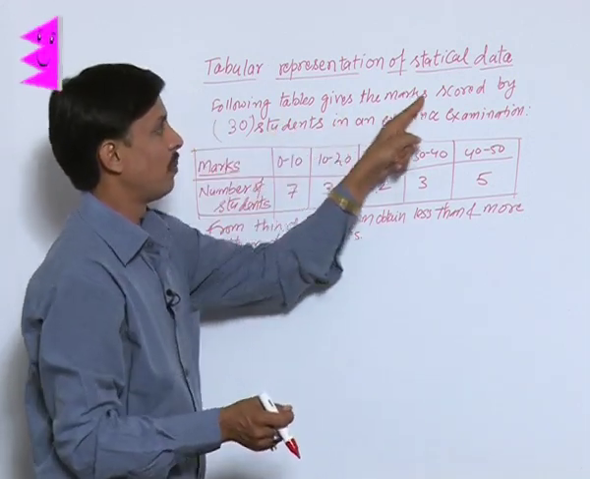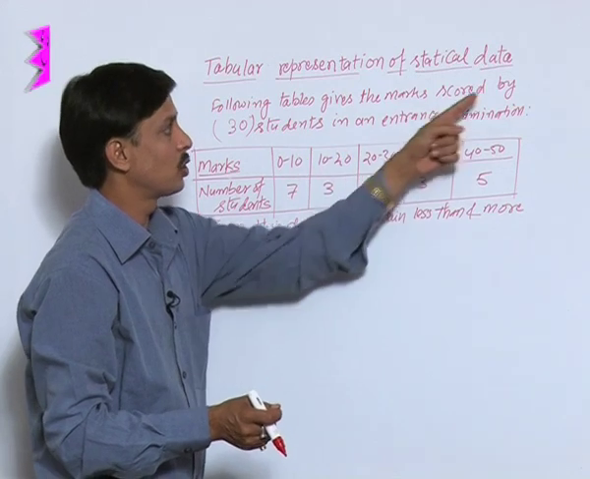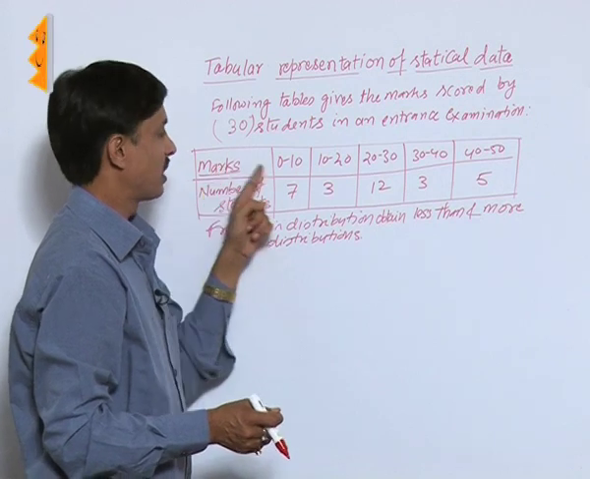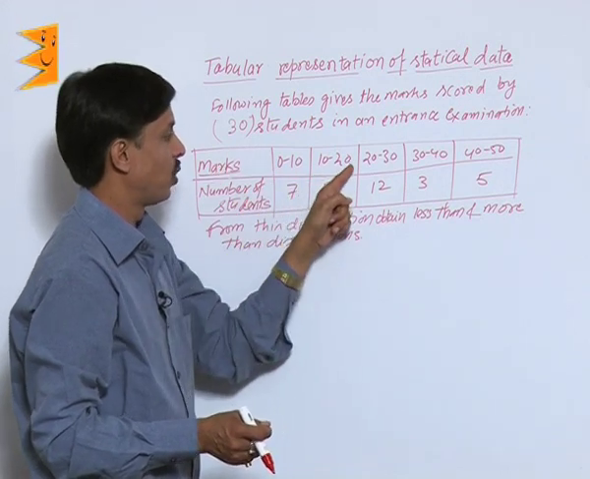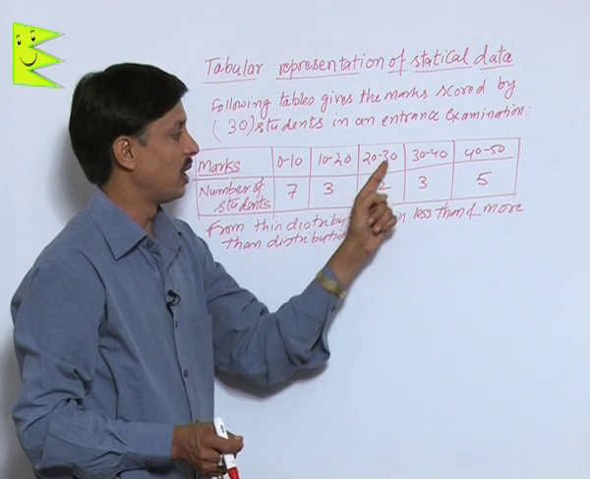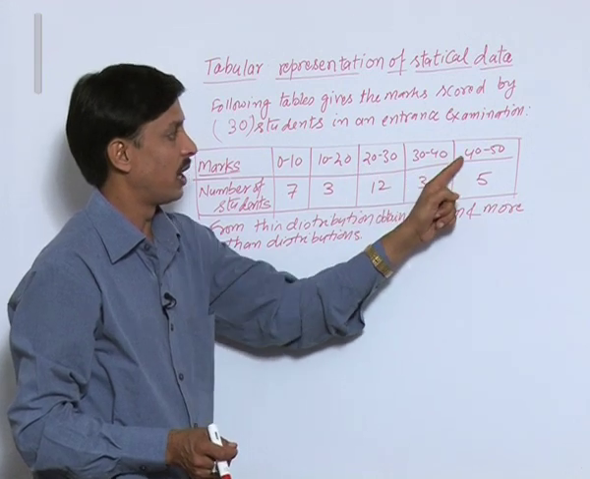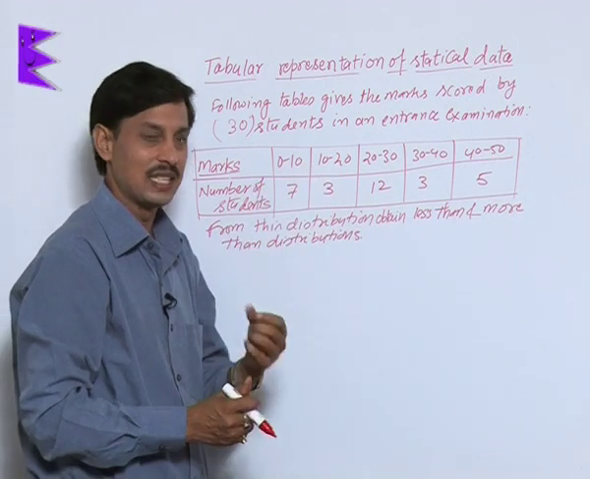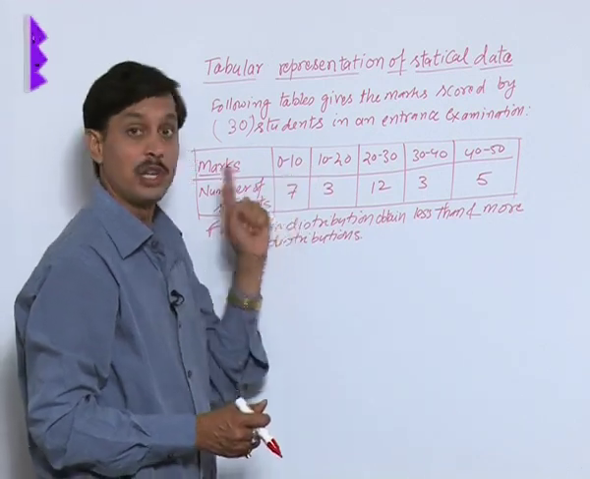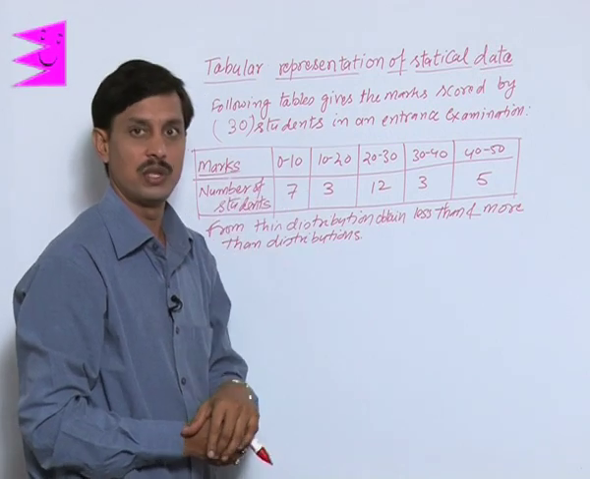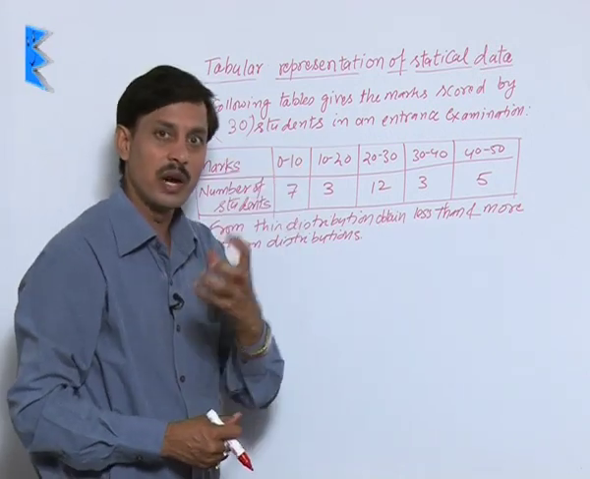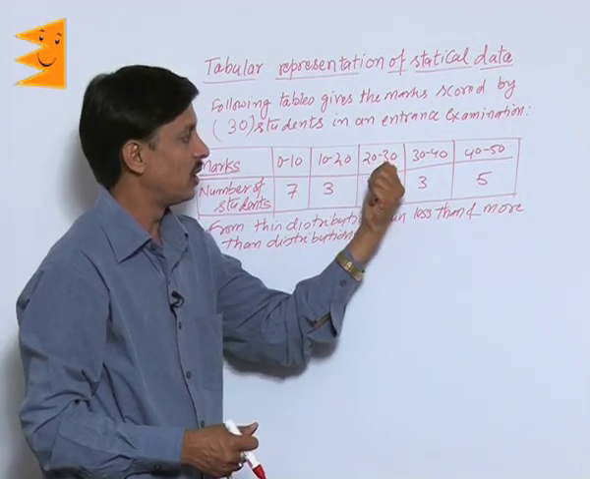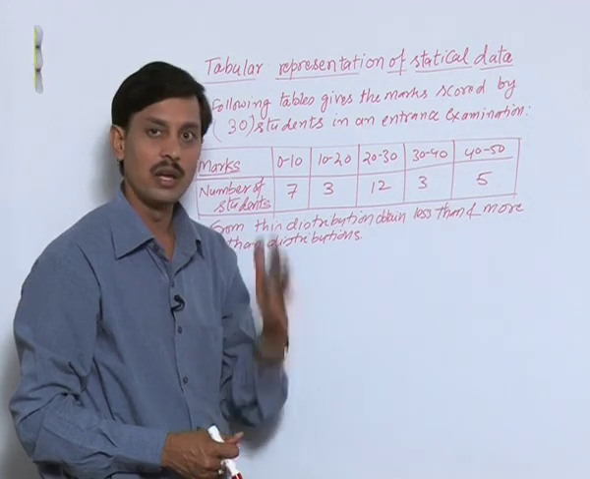The following table gives the number of marks scored by 30 students in an entrance examination. Marks are 0 to 10, 7 students; 10 to 20, 3 students; 20 to 30, 12 students; 30 to 40, 3 students; and 40 to 50, 5 students. What kind of distribution is this? This is the exclusive distribution, or the continuous distribution, because 10 marks one student score will not be here, and similarly 20 will not be here, 30 not here, 40 not here.